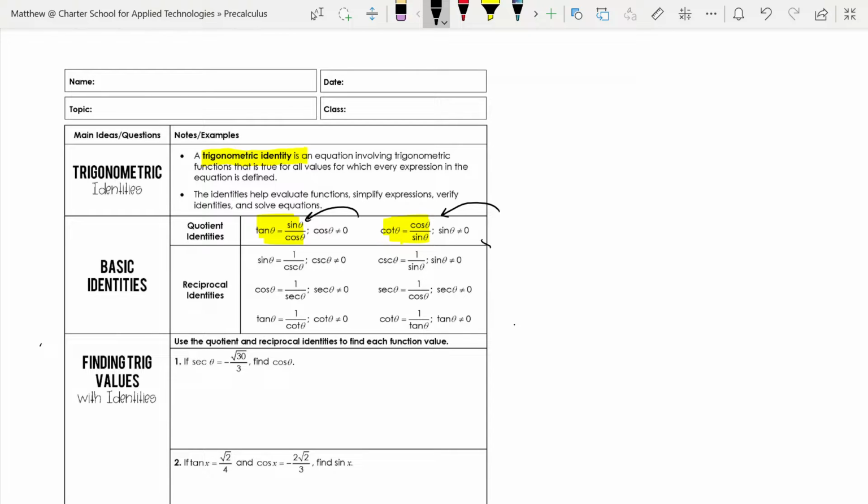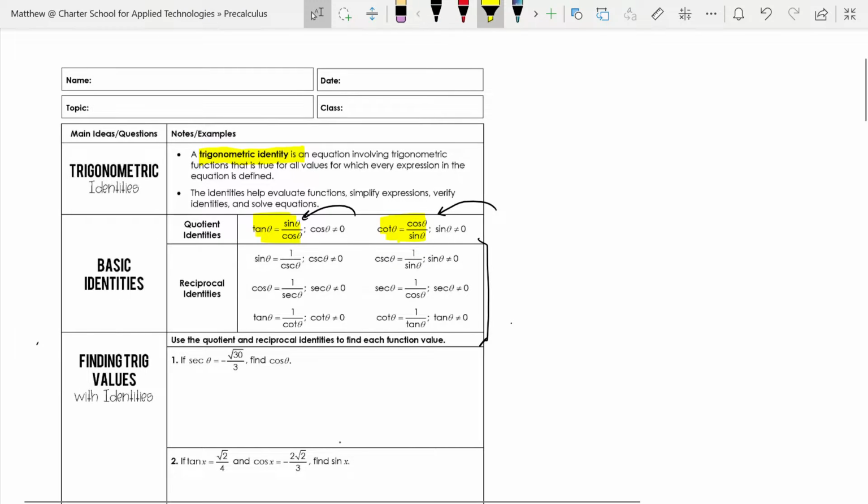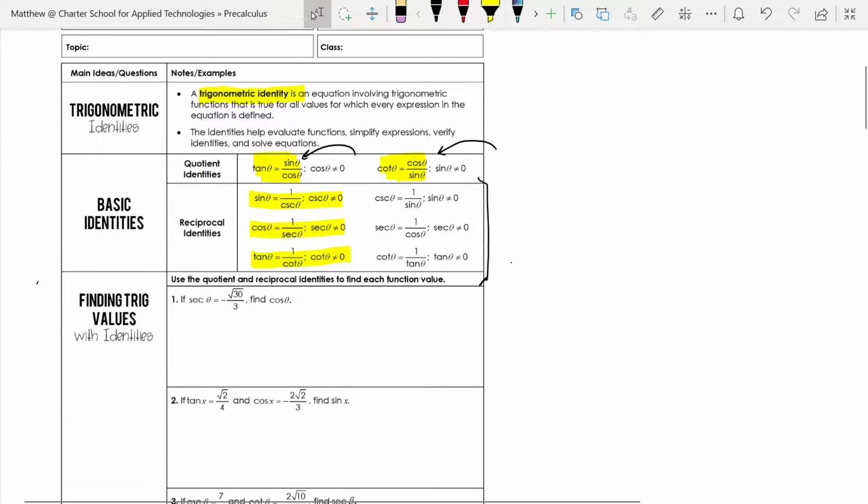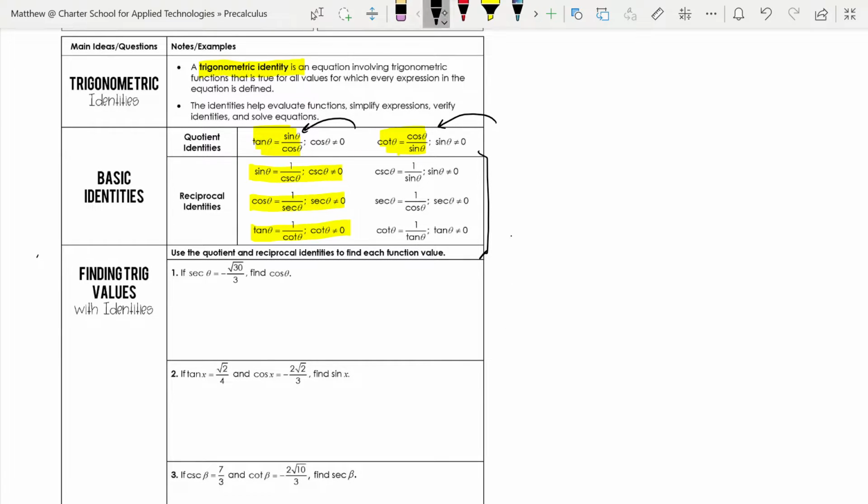Now, these down here should look familiar. These are what we used last unit. These are the reciprocal identities. And if you look in each row here, sine is the reciprocal of cosecant, cosine is the reciprocal of secant, and tangent is the reciprocal of cotangent. And again, those are useful because we can convert between the two relatively simply. So let's look at the first example, and we're going to use one of those second identities for this.